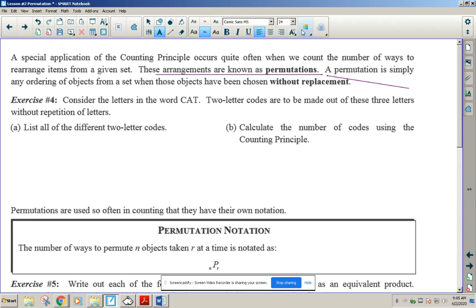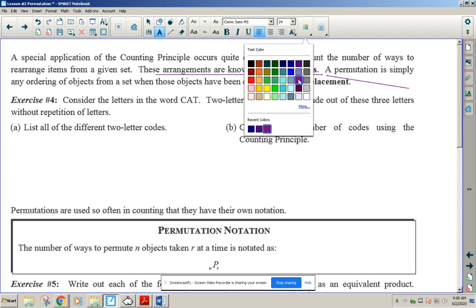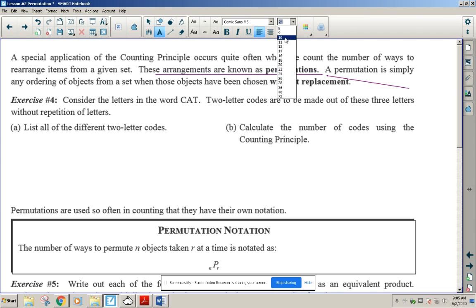A permutation is an arrangement, and now we're going to write ourselves a little note here, and we're going to state this means order matters. The order matters. Now we're going to eventually look at things where the order doesn't matter, but right now it matters.